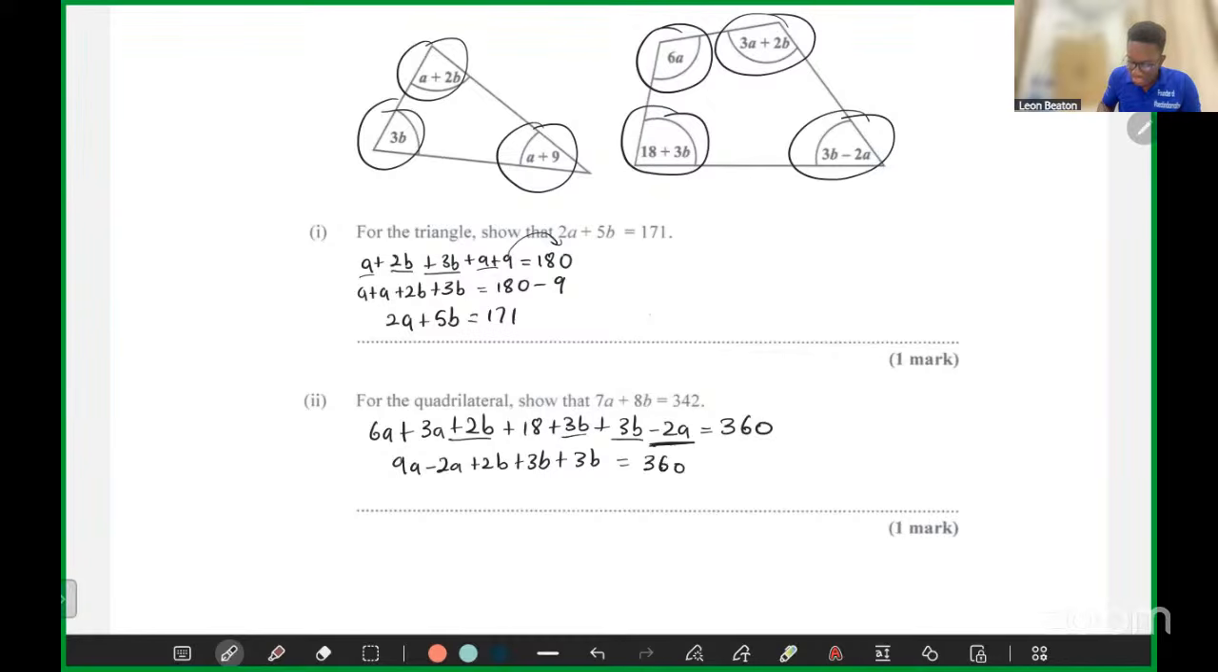So we got to take over the 18. It will become minus 18. So 9A minus 2A would give us 7A. 2B plus 3B plus 3B will give us 8B. And this is equal to 360 minus 18, which will give us 342. Okay, and this is how we show that for 1 mark, right? Nice and easy 1 mark.